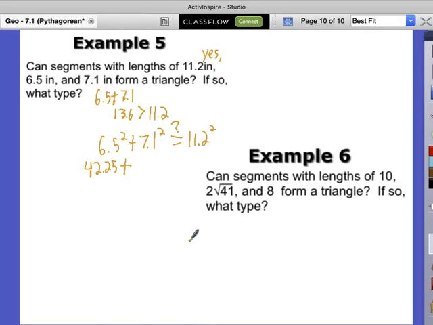What's 7.1 squared? Jillian, what's 7.1 squared? Get your calculator out and figure it out. My phone's over there. Okay, get a calculator out and figure it out. That's far. There you go. Problem solved.